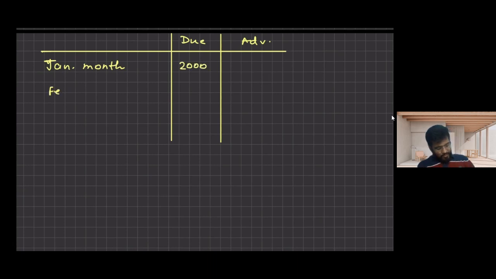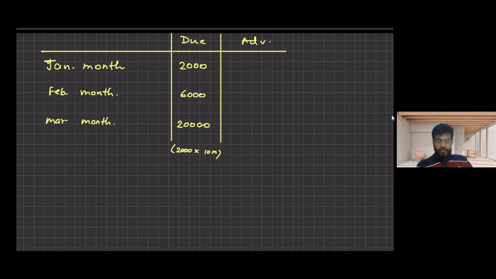For the month of February, you have not received 6,000 rupees. And for the March month, how much is due? Sir, obviously, the fees is 2,000 and there are 10 members again. So due amount is 20,000. The due amount is 20,000.